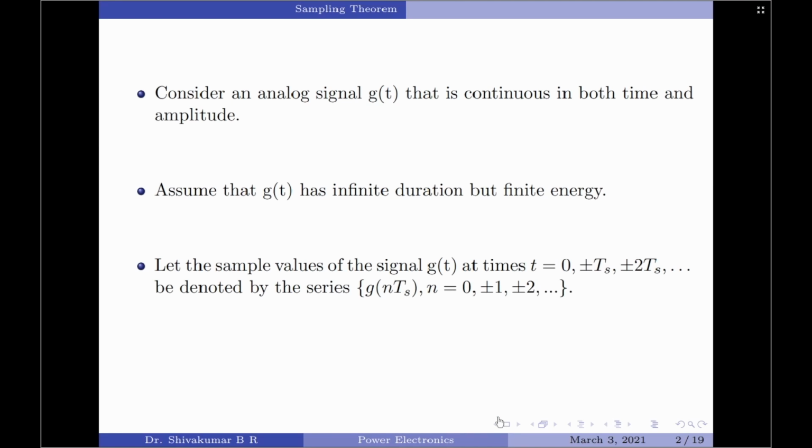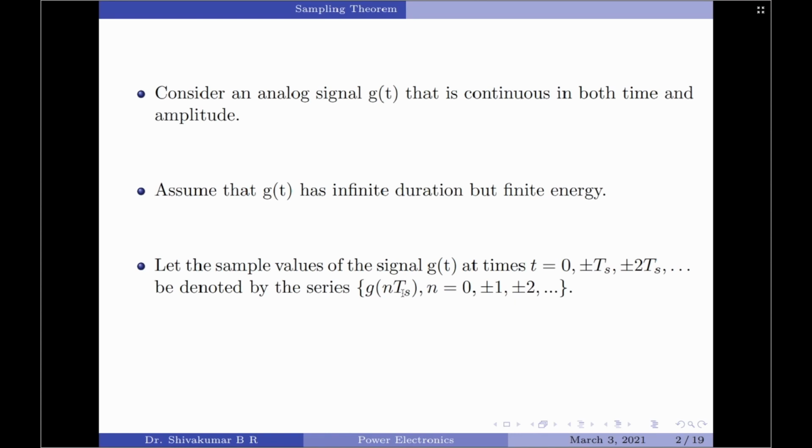Let us start by considering an analog signal g of t that is continuous in both time as well as amplitude. Further, we will assume that the signal g of t has infinite duration but finite energy. Then we are going to extract the sample values of the signal g of t at times t given by 0, plus or minus Ts, plus or minus 2Ts, etc. and let the samples thus generated be denoted by the series g of nTs, where n takes on the value 0, plus or minus 1, plus or minus 2, etc.